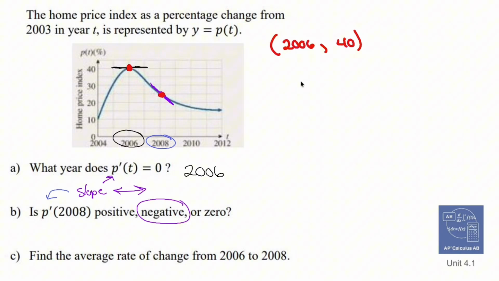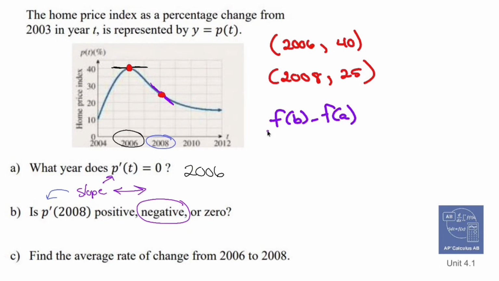2008 is right there. That's the point 2008, 25. Now what I'm going to do is use the average rate of change formula, which is f of b minus f of a over b minus a. Okay, let me change my pen. There we go. We'll call the earlier year a because that usually makes sense, so you would be f of a. We'll call the later year b, so you'll be f of b, like so. And it's just a matter of plugging things in.